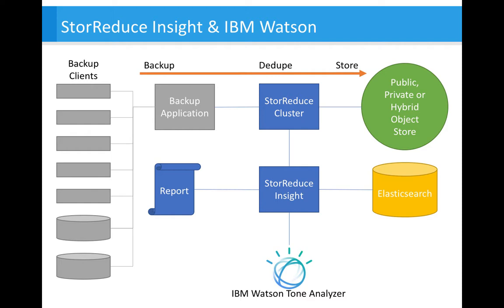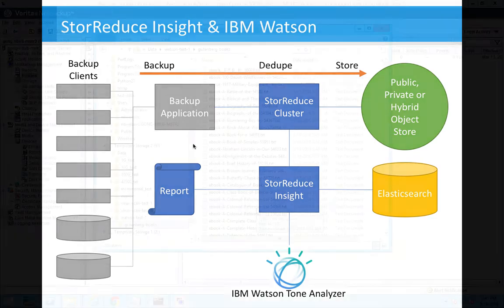In this demo, we're going to use a set of backup data as the source data. The data will be backed up using Veritas NetBackup and stored via StorReduce's deduplication engine into an object store. As I said before, the Watson Tone Analyzer analyzes the emotional content of a document. You can use this to monitor the emotional state of emails or chat messages from clients. Are they happy, angry, or inquisitive? Or to monitor emails and documents sent out by your customer service organization. Are those emails worded appropriately? Let's have a look at the demo.